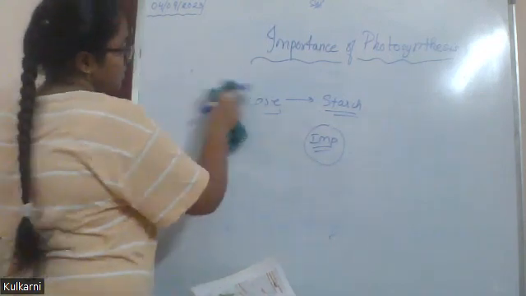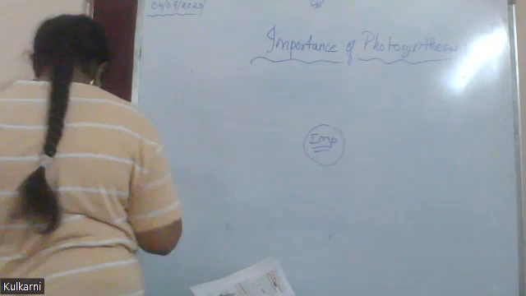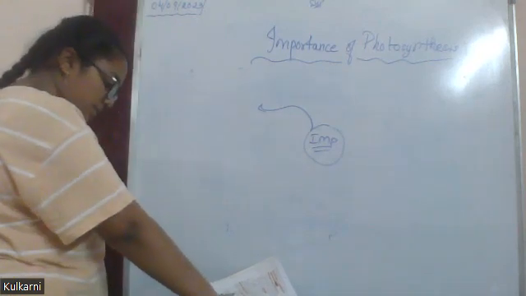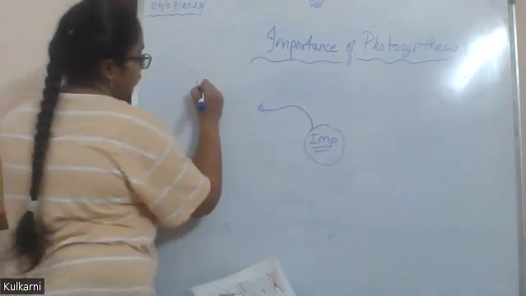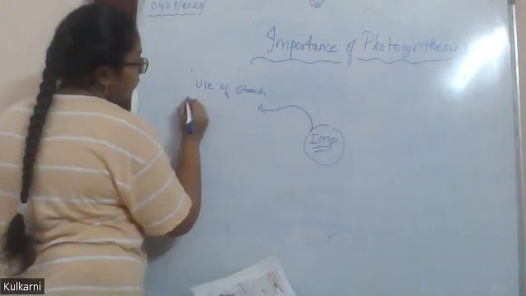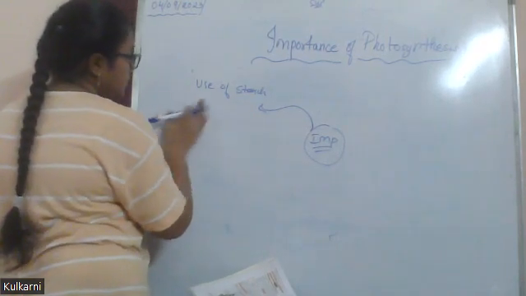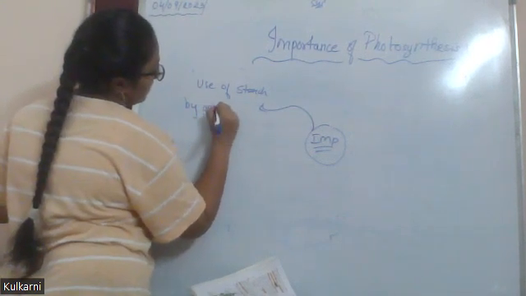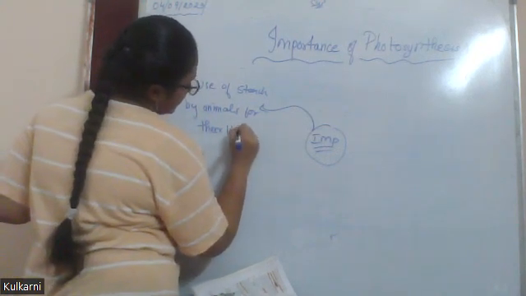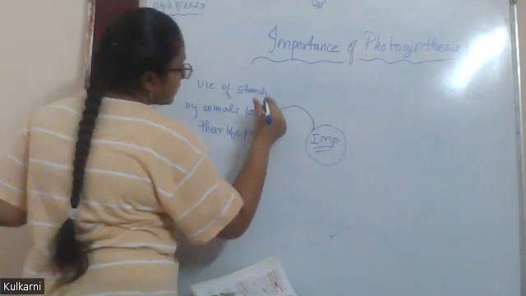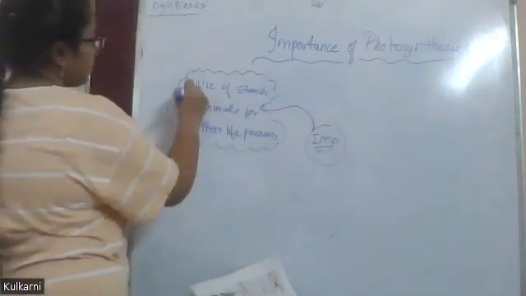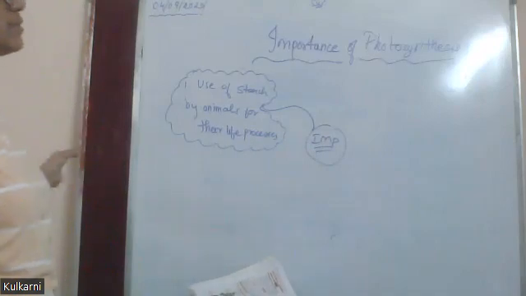So the first point we get here is the use of starch by animals for their life processes. I'm putting it into a cloud. You can also put it in any shape. This was the first point. We'll make a simple flowchart like this.